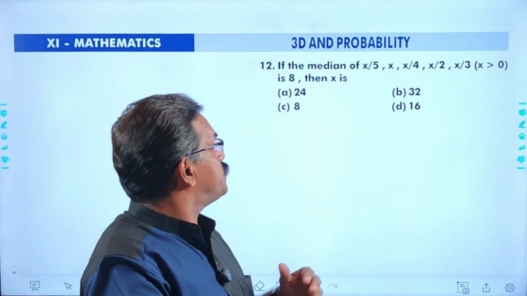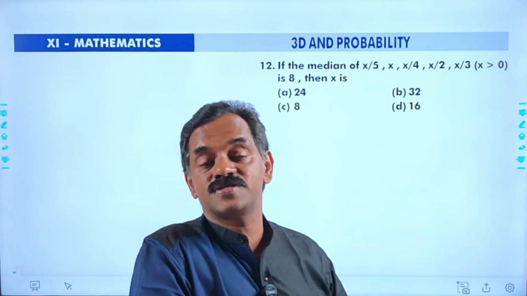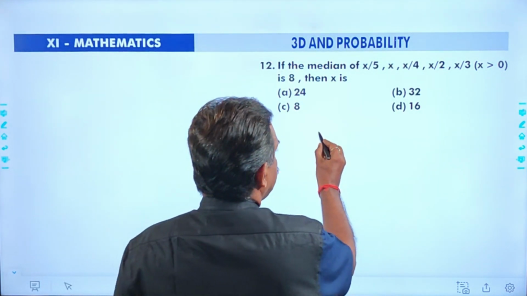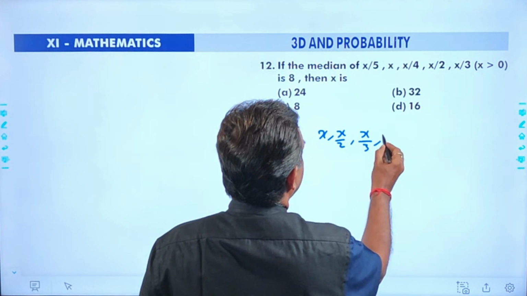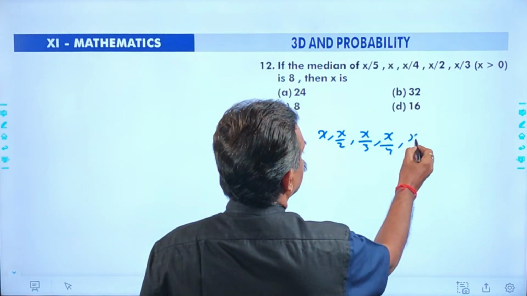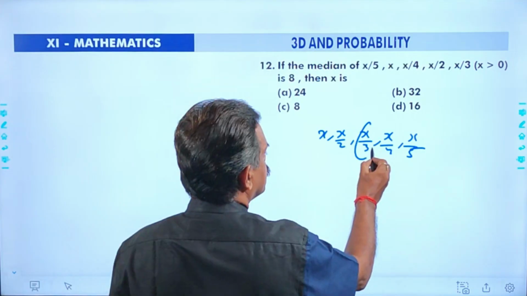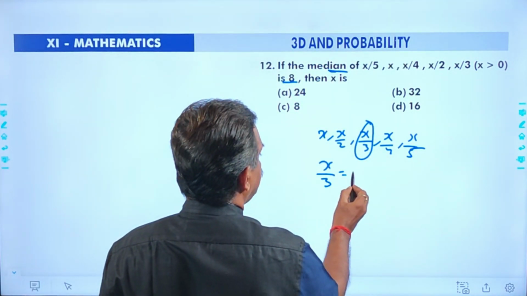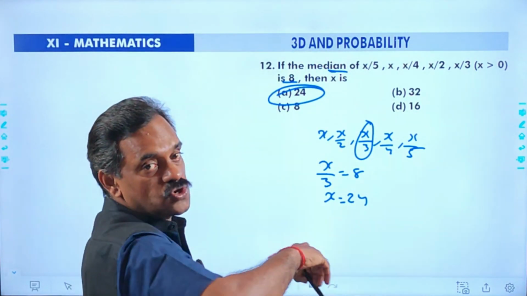Come to question number 12. Median, you have to arrange in either ascending order or descending order. When you arrange it in ascending order, it will be x, x by 2, x by 3, x by 4, x by 5. Naturally, here the middle one is going to be x by 3 and the median is going to be 8. So x by 3 equals 8. So we can say that x equals 24, which is given by choice A.